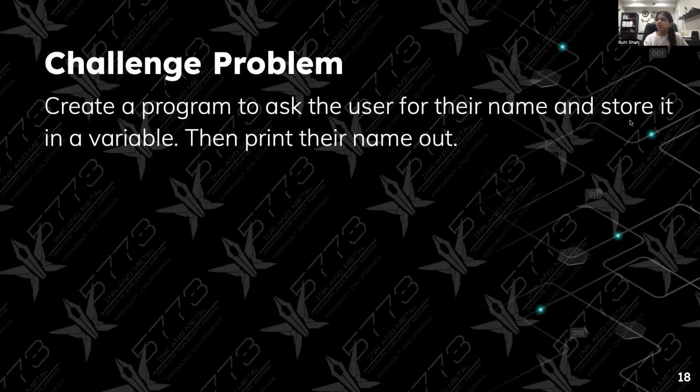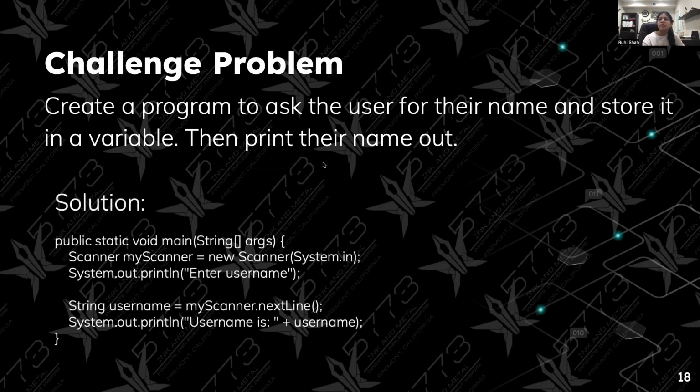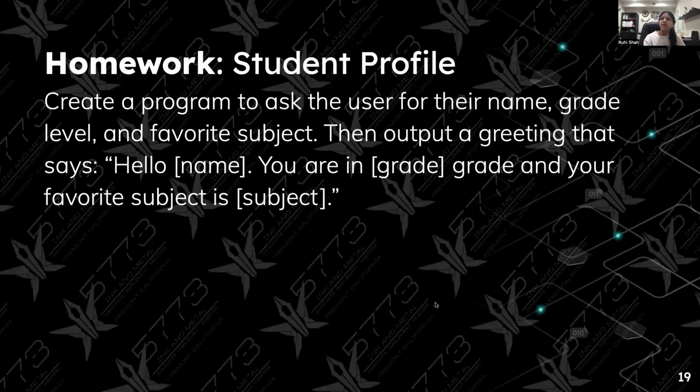All right, let's do one last challenge problem about this. Try creating a program which asks the user for their name and store it in a variable and then print their name out. So take a second, pause the video, and try this out. All right, here's the answer. So you can see we create a new Scanner object, name it myScanner, ask the name, enter username, and then store it into a variable called username, and then print out username is, and then the variable that you just created. All right, cool.